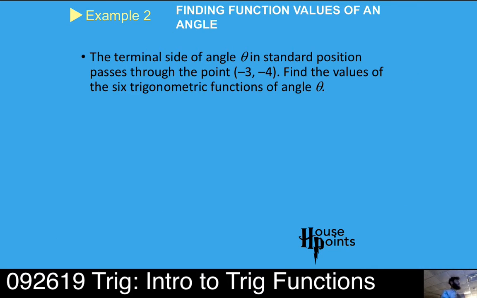The trigonometric function. Okay, so here's another opportunity. The terminal side of an angle theta in standard position passes through the point -3, -4. Find the values of the 6 trigonometric functions of that angle theta. Who wants to give it a shot? I'm going to give somebody else a chance because you already put your hand up. Anyone else want a chance? Molly.